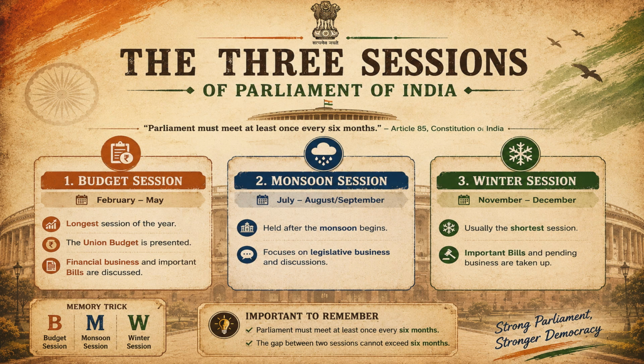Now, the winter session is the shortest. It is like whatever is pending, whatever has not been done during the budget and monsoon before the financial year ends, we need to discuss. So the winter session is held, and this is when only the important bills are discussed. So to remember them chronologically, you can remember them as BMW: the budget session, monsoon session, and winter session. The budget being the summer one, then monsoon, and then winter.